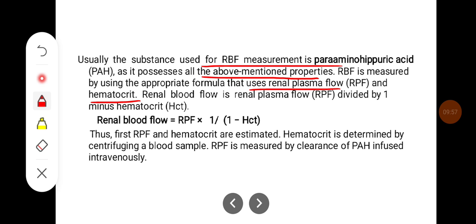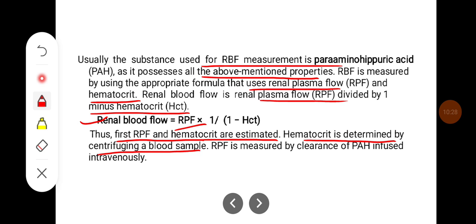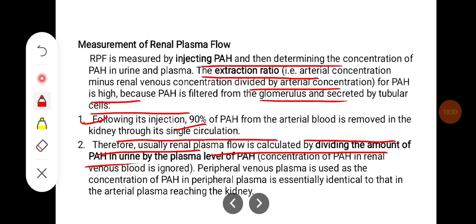Renal blood flow is renal plasma flow divided by 1 minus hematocrit. So as you can see from the formula, renal blood flow is equal to renal plasma flow divided by 1 minus hematocrit. Thus, first renal plasma flow and hematocrit are estimated. Hematocrit is usually determined by centrifuging a blood sample, and renal plasma flow is measured by clearance of PAH infused intravenously.